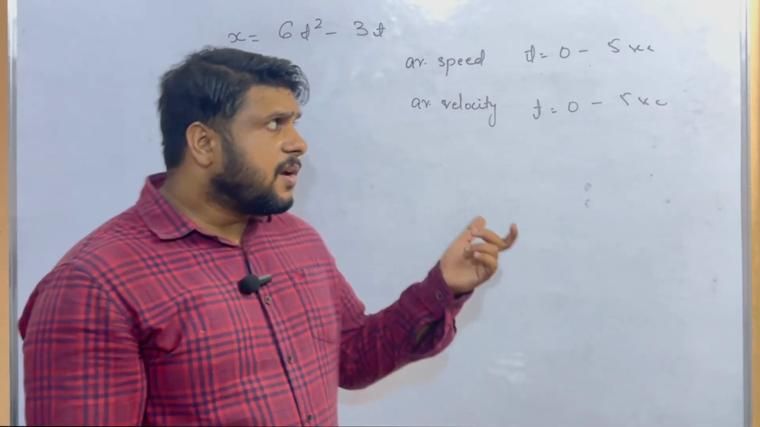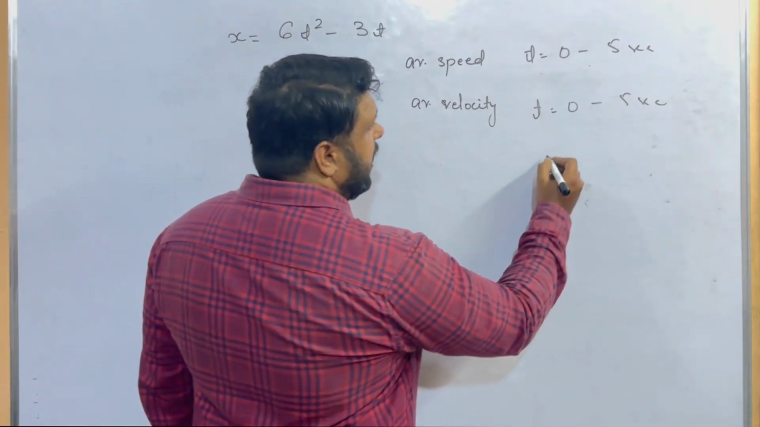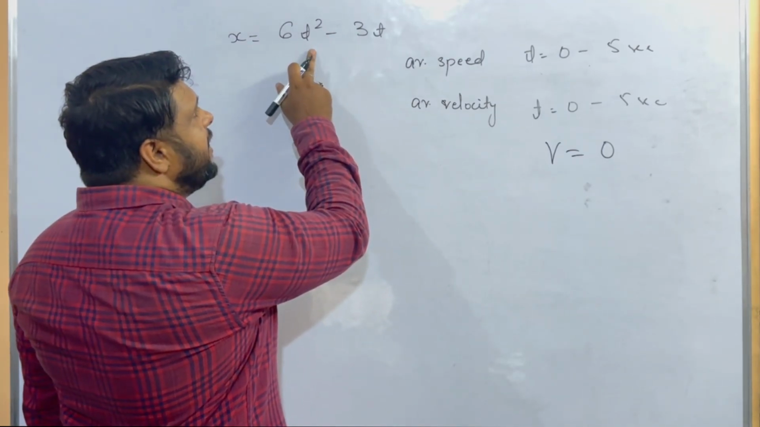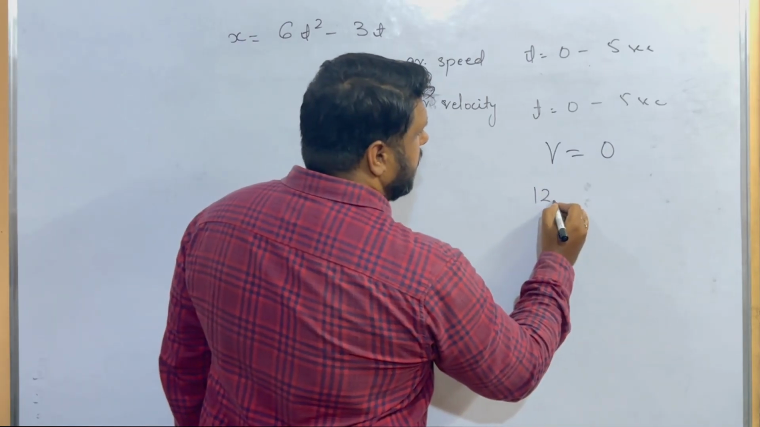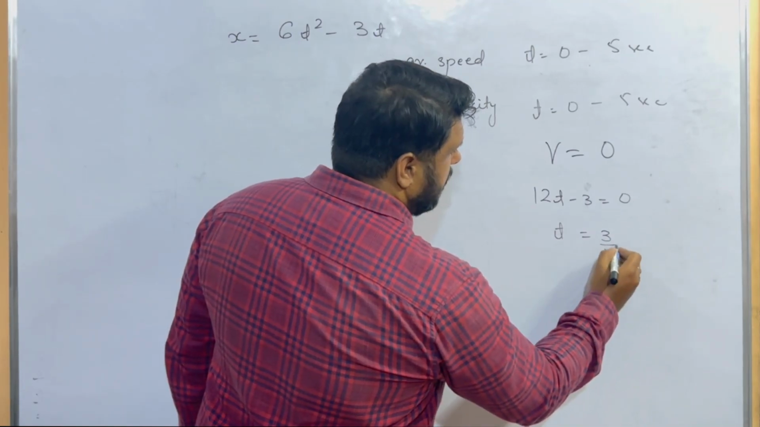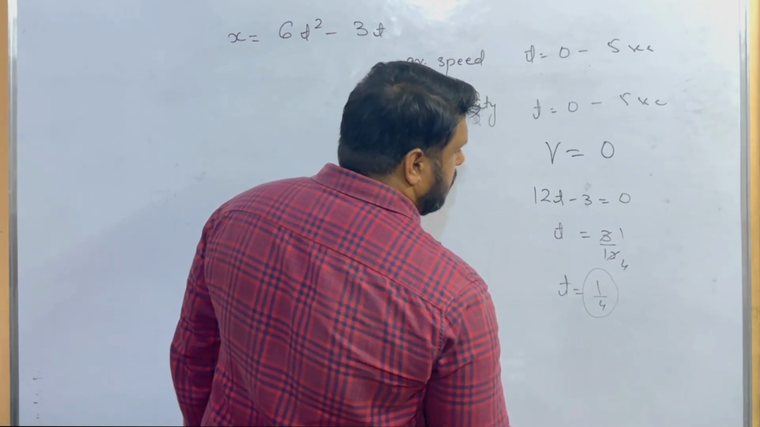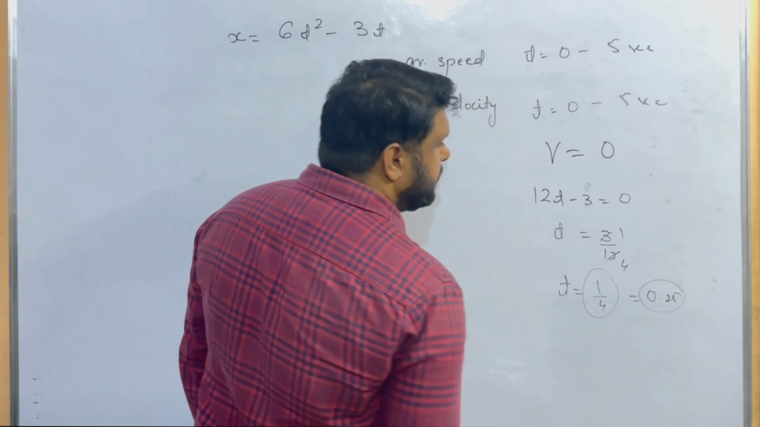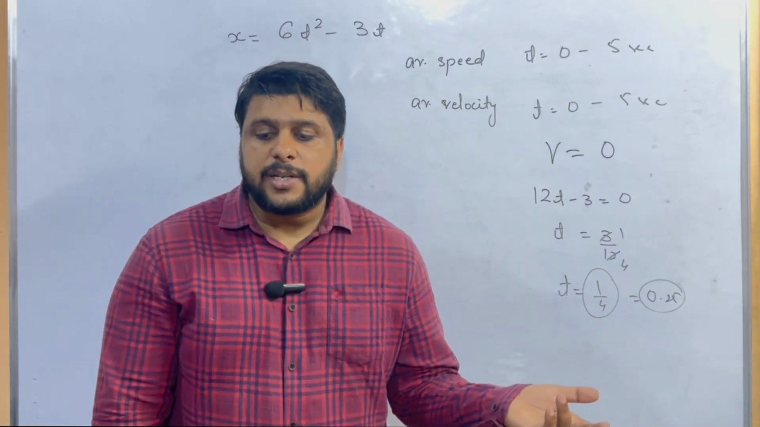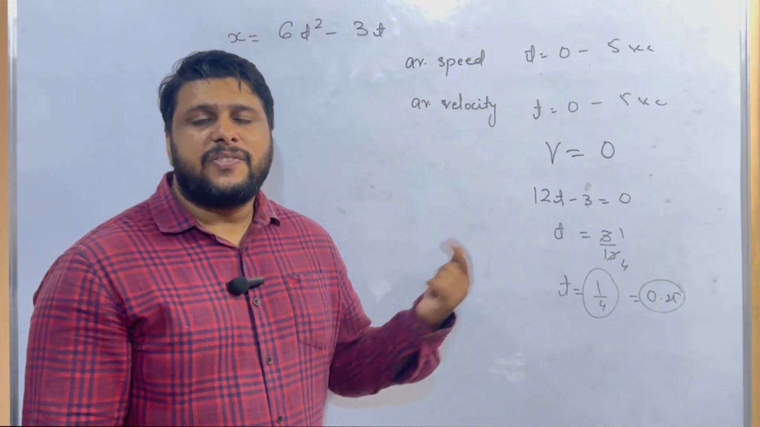So for that, what do we have to do? We have to see whether it is reversing its direction or not. For that we have to equate velocity equal to 0. Velocity is equal to dx by dt. dx by dt is equal to 12t minus 3. 12t minus 3 is equal to 0. t is equal to 3 by 12, 1 by 4, which is 0.25. So we can see that at 0.25 seconds it is going to reverse its direction, so distance and displacement are going to be different in this case.